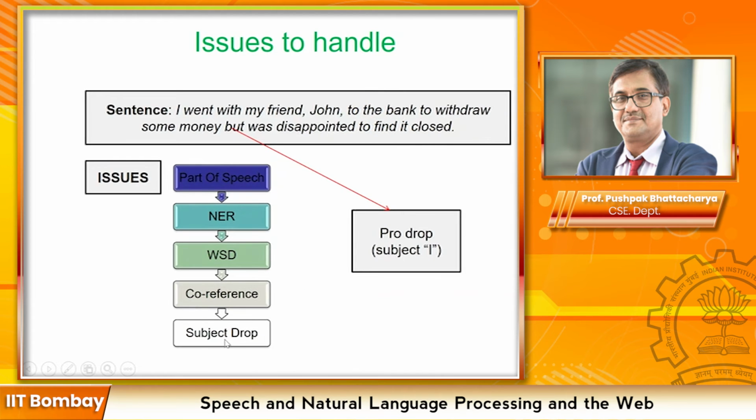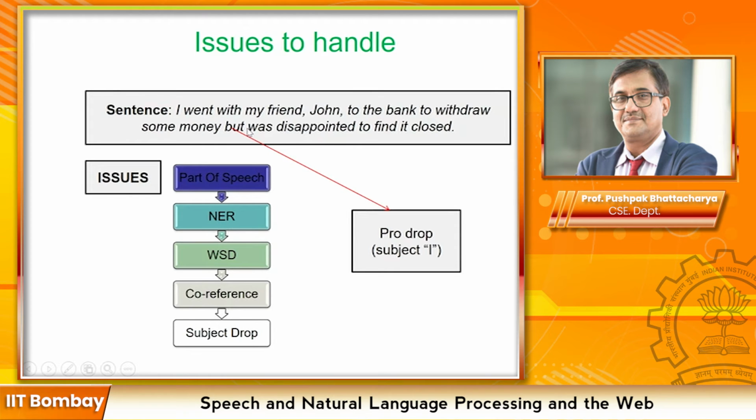And then there is a subject drop disambiguation. So you see this is a much more complex phenomenon and not much progress has happened in this area. The ellipsis, this is so-called ellipsis problem. I went with my friend John to the bank to withdraw some money, but was disappointed to find it closed. Who was disappointed? Okay. I went with my friend John. Who was disappointed? Was it me or John? So was disappointed to find it closed here because of the syntactic structure of the language. We'll propose that here the pro drop. This is called pro drop.